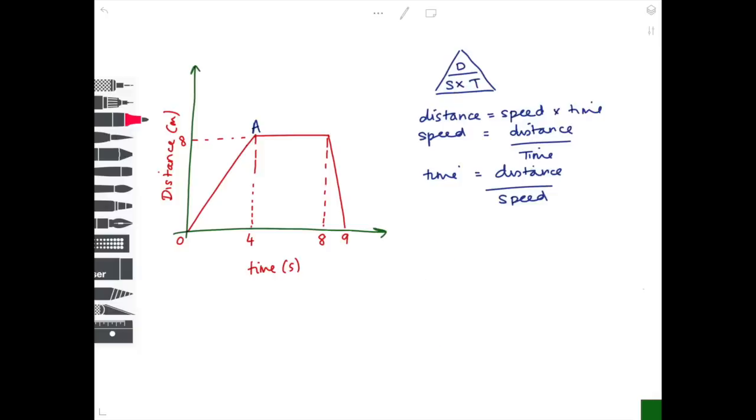It's important to understand these graphs fully because they could ask you, for example, how long was the car stationary for? So in terms of stationary, you're looking at the flat parts of the graph. So the car is stationary here. Why? Because it remains at 8 meters throughout that time. So how long was the car stationary for? Have a look along here. And the answer here is 4 seconds.